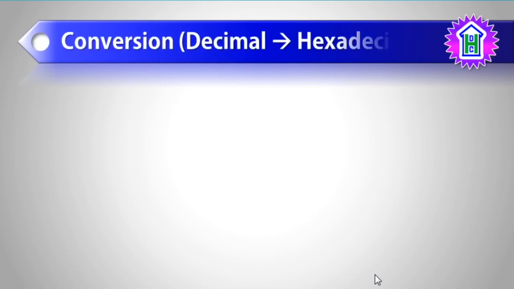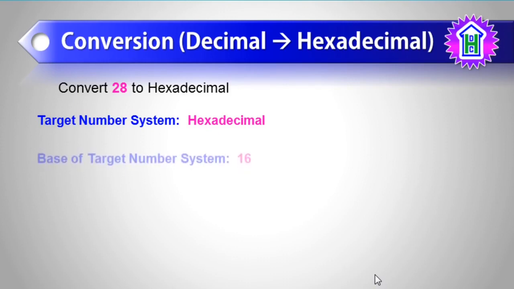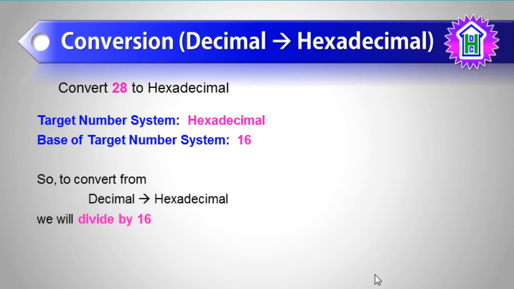Let us check one more hexadecimal number conversion from decimal. This time we will be converting 28 to hexadecimal. Target number system is hexadecimal. The base of the target system is 16. So we will divide by 16. Let us take 28. 16 ones are 16, 16 twos are 32, it is more than 28, so it will go one time. 28 minus 16 is 12, which is the remainder.